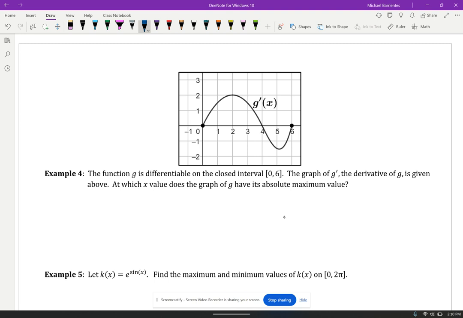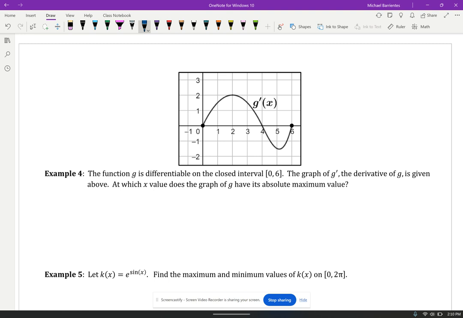A function g is differentiable on the closed interval between 0 and 6. The graph of g prime, the derivative of g, is given above. At which x value does the graph of g have its absolute maximum value?